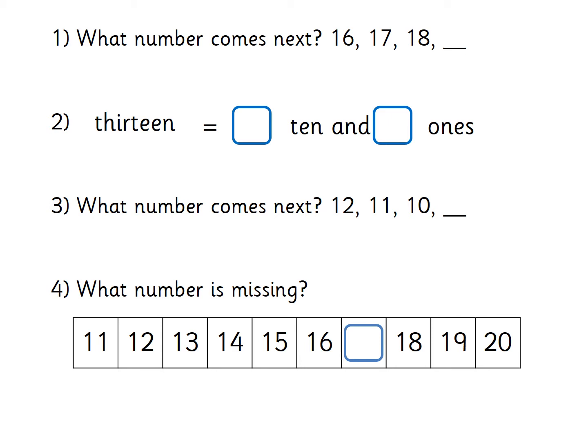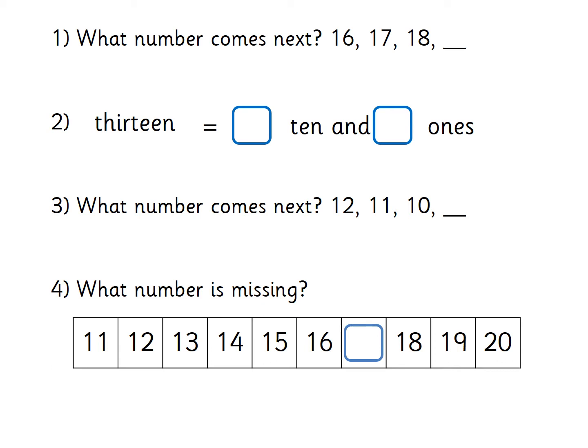Question number 3. What number comes next? 12, 11, 10. Do it again. We're counting backwards. The numbers are getting smaller. 12, 11, 10. 9. Well done. Super.